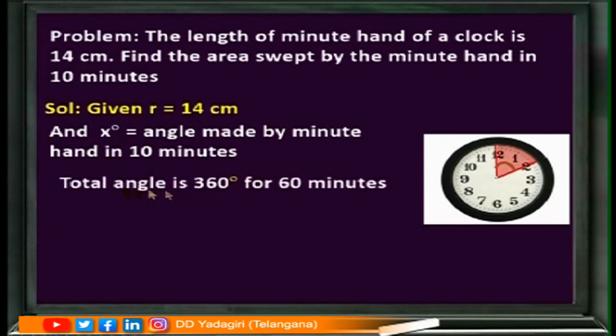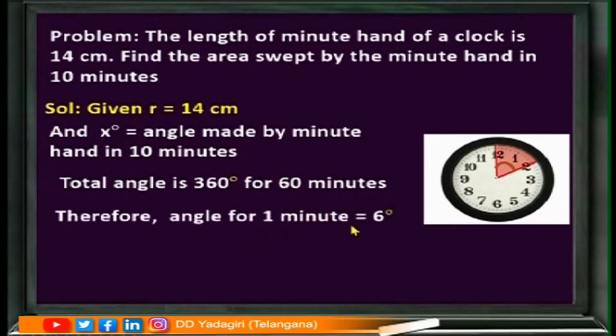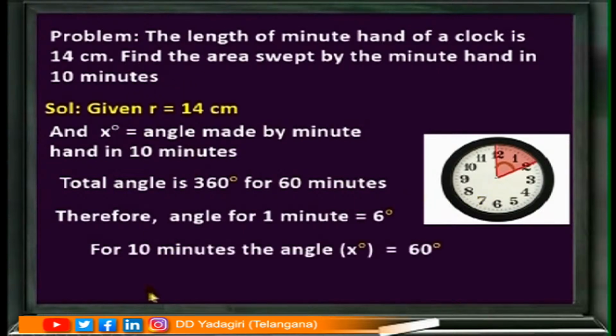So we know that total angle is 360 degrees for 60 minutes. If a minute hand starts from here and comes back here, it will make 360 degrees in total. So, if 360 degrees is for 60 minutes, then what is the angle for 1 minute? For 1 minute the angle is 6 degrees. So the minute hand makes a 6 degree angle every minute. So, I can say here, for 10 minutes the angle is 60 degrees.